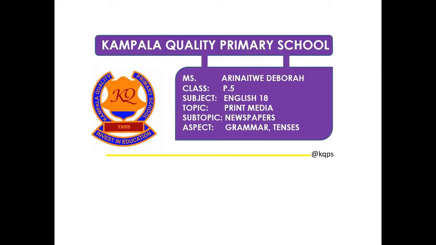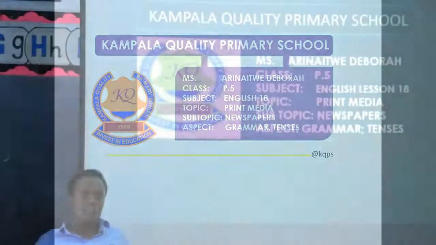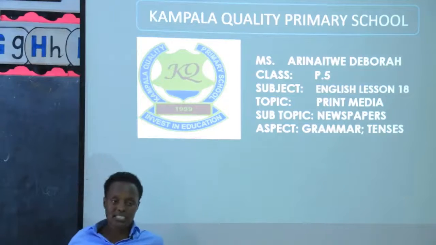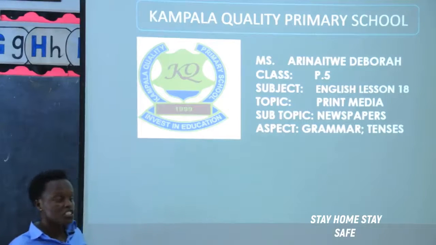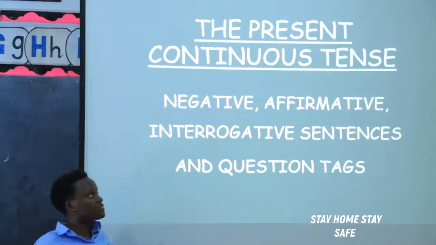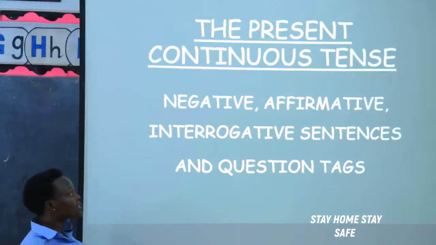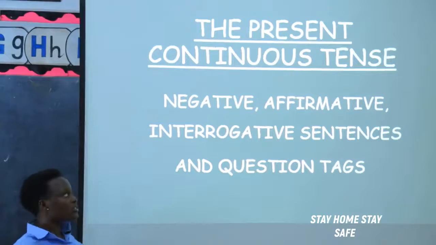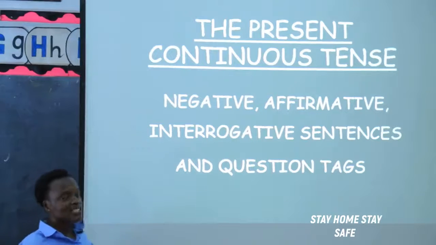So we were looking at the present continuous tense, where we say that in the present continuous tense, we have to add ing. We use ing on the verbs, then we use the helping verbs am, is, and are. We also constructed some sentences. So we are still in the present continuous tense. But this time, we are going to look at forming negative sentences, forming affirmative sentences, and interrogative sentences, and then supplying question tags in the present continuous tense.